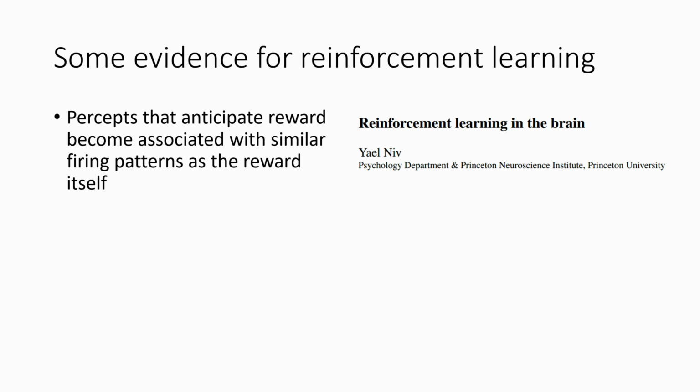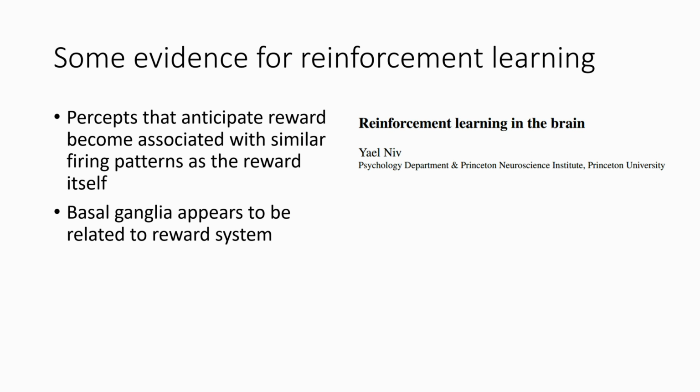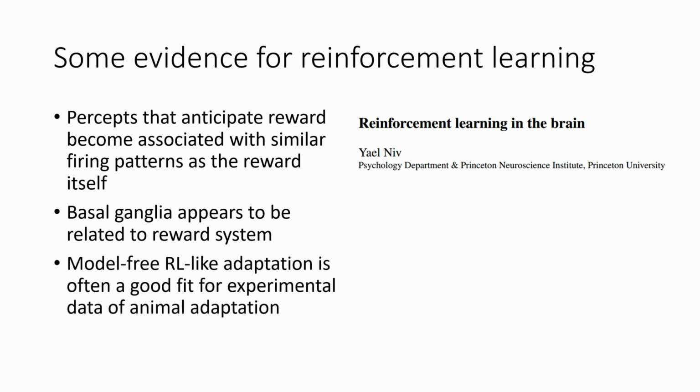Now that kind of seems a little obvious at first, but when we study temporal difference learning later on, we'll actually see that this is exactly what you would expect from a system that is doing temporal difference learning. There's been experiments that study how the basal ganglia appears to behave like the reward system for this reinforcement learning process, and how model-free RL-like adaptation is often a good fit for experimental data of animal adaptation. But not always. And there's also quite a bit of contradictory evidence that says that whatever animals do, it sort of goes beyond just the naive models of reinforcement learning that we have.